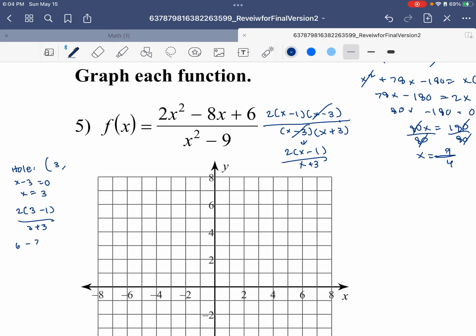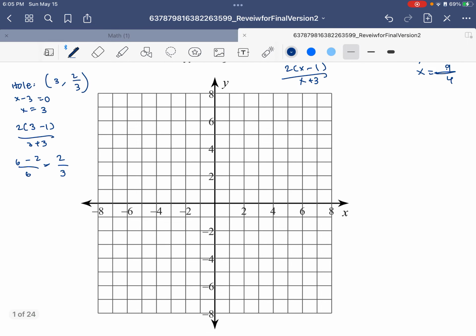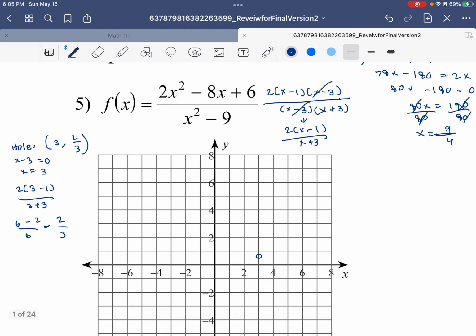And then what you get is your y coordinate, which is 2 over 3. So there's going to be a hole at 3, 2 over 3. So let's plot that on our graph. So 3 is here. 2 over 3 is like here-ish. And we represent that with an open dot, but in reality, it's a really, really small open dot. But I'm just going to exaggerate it so we can see.